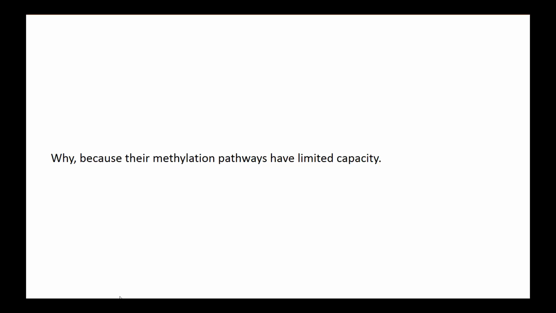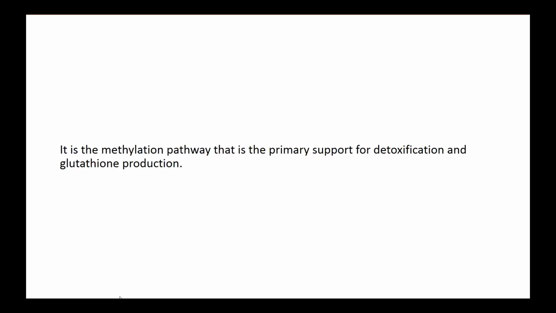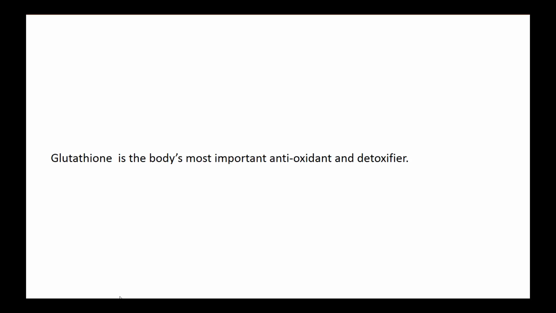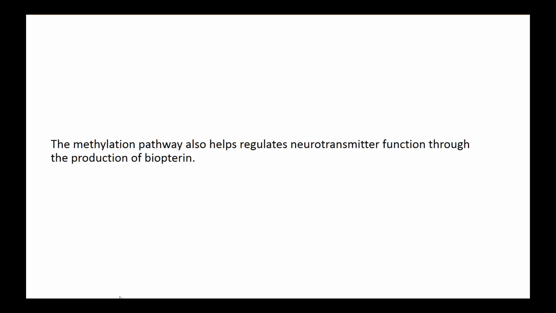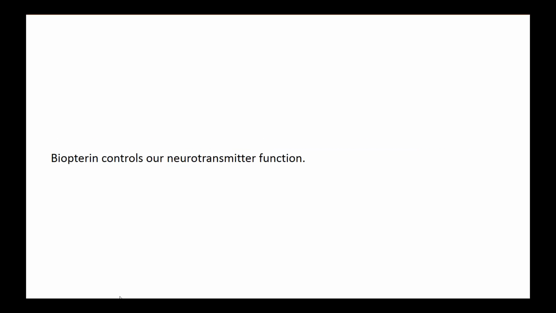In times of stress, we need more glutathione. They are unable to keep up with the increased demand for glutathione. It is the methylation pathway that is the primary support for detoxification and glutathione production. Glutathione is the body's most important antioxidant and detoxifier. The methylation pathway also helps regulate neurotransmitter function through the production of biopterin. Biopterin controls our neurotransmitter functions.